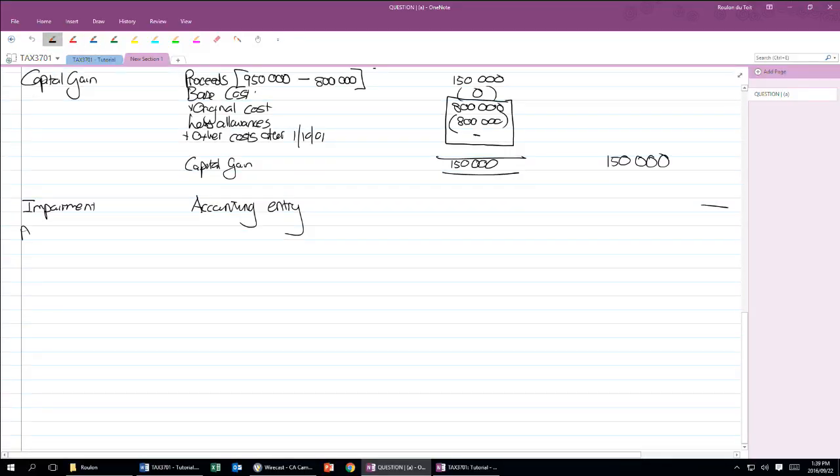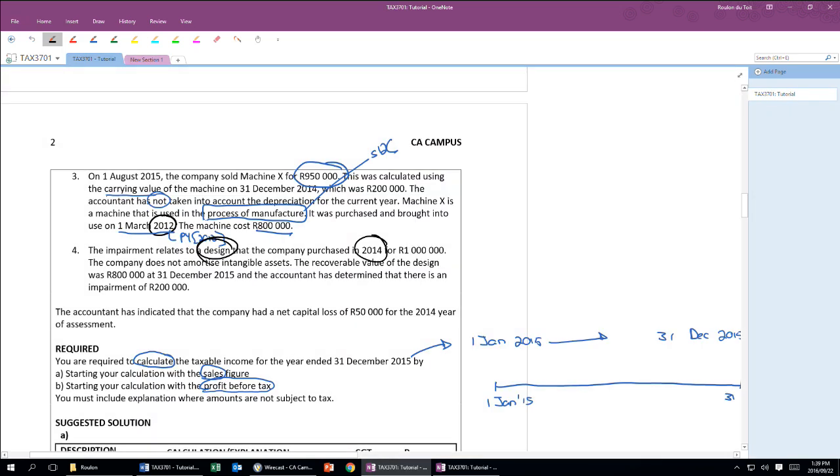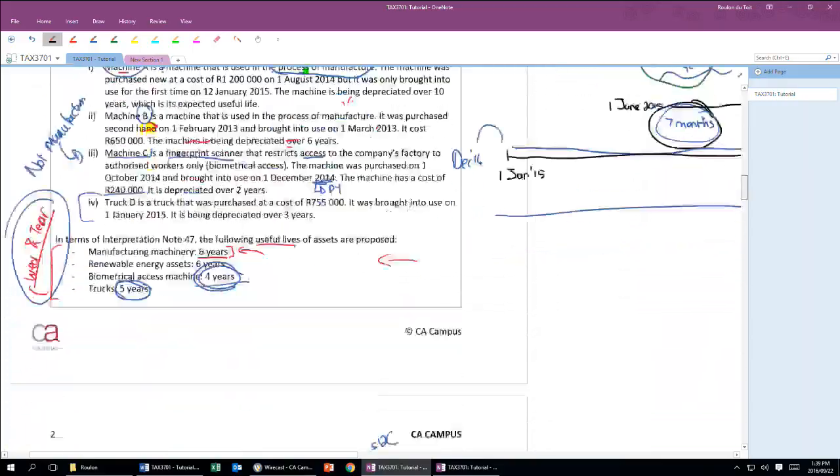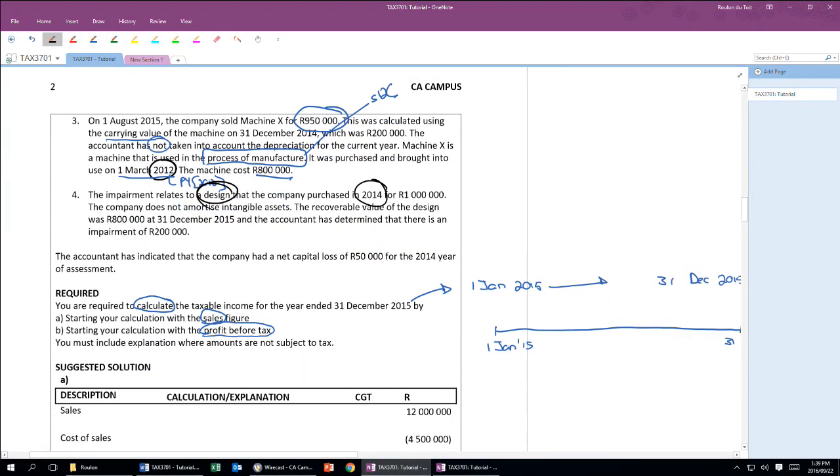And if you purchase a design, the capital allowance is the cost times 10%. For a patent, it is 5%. And if you purchase a trademark, you don't get any allowance. Right, so 100,000 rands. Then if I take it back, it then tells you, let's just first see. So that's the impairment done. Right, then it takes us back and it tells us the accountant has indicated that there was a net capital loss of 50,000 in 2014, which is the prior year.